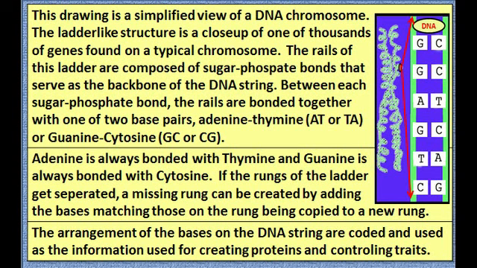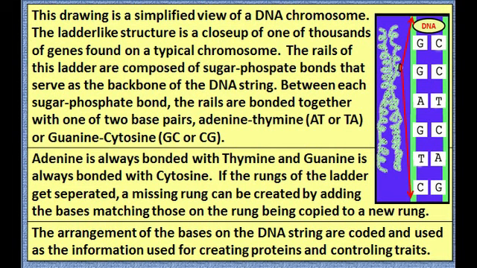This drawing is a simplified view of a DNA chromosome. The ladder-like structure is a close-up of one of the thousands of genes found in a typical chromosome. The rails of this ladder are composed of sugar-phosphate bonds that serve as the backbone of the DNA string. Between each sugar-phosphate bond, the rails are bonded together with one of two base pairs, adenine thymine, labeled as AT or TA, or guanine and cytosine, labeled as GC or CG.